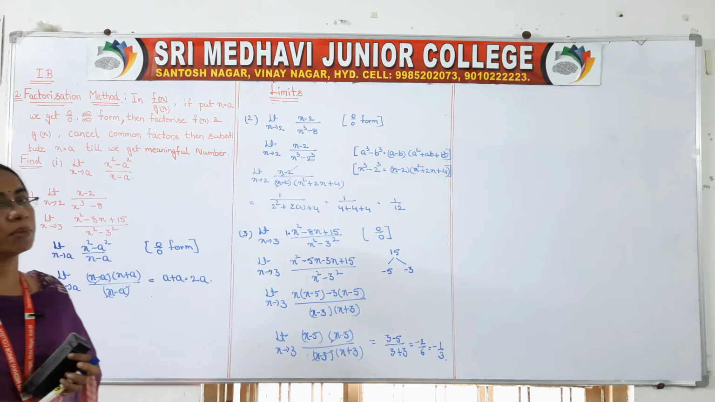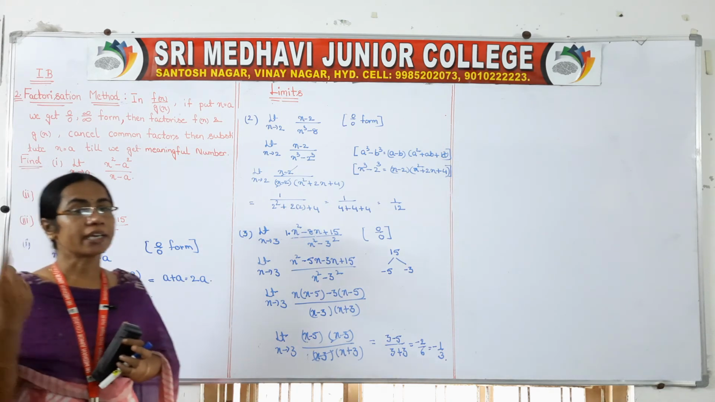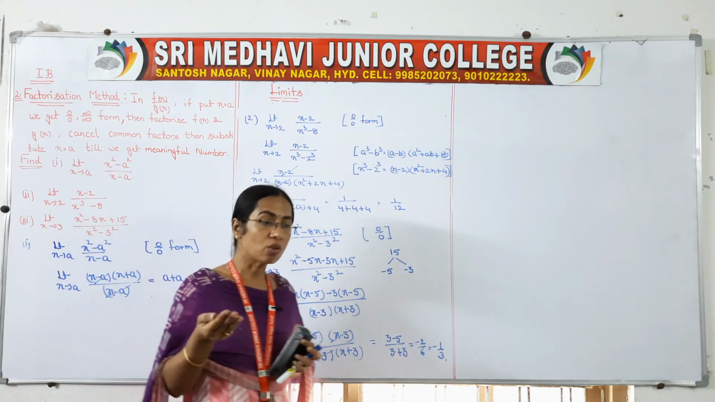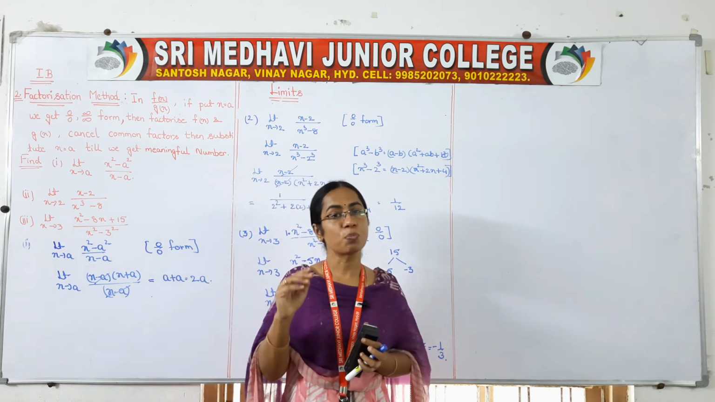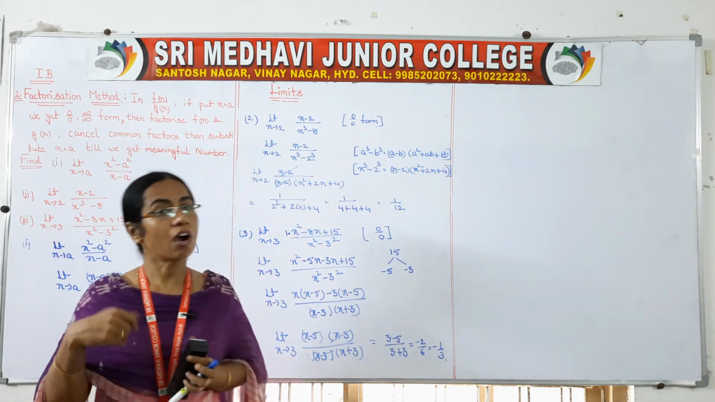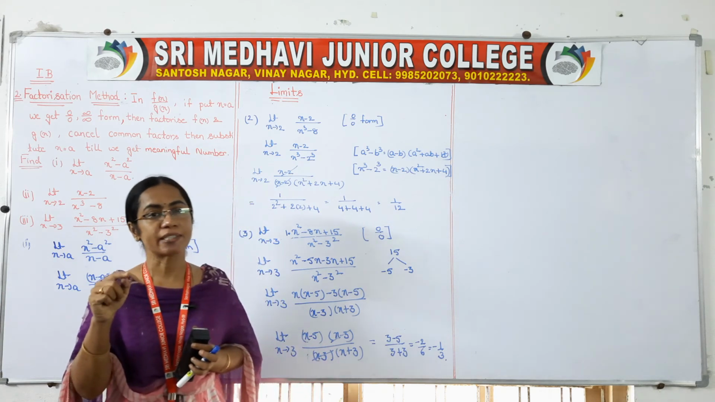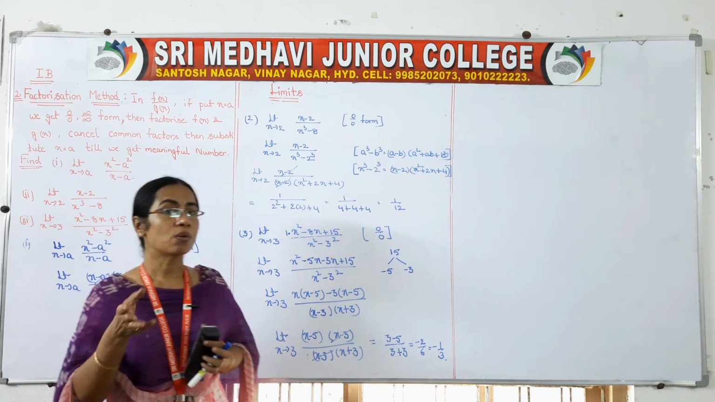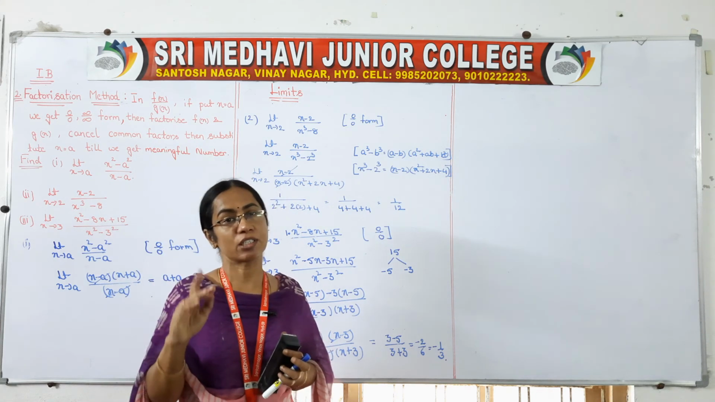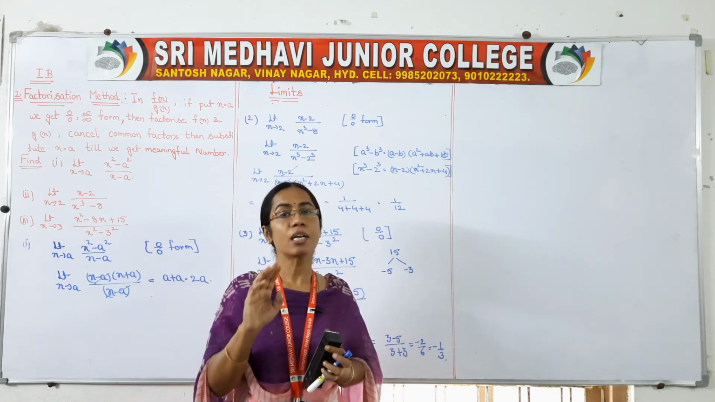Okay, so this is about factorization. Substitution is over, factorization is over. In the next class we will discuss the rationalization method. We will go for the rationalization method when the problem contains a square root either in the numerator, or in the denominator, or in both. That is our third method.